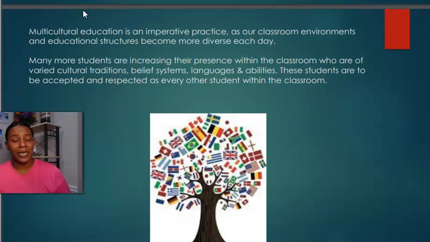and abilities. These students are to be accepted and respected as every other student within the classroom. So there is no excuse. All of our students will be treated equally, regardless of where they come from, what they know, what their language speaking ability is, what their physical ability is, or what their race, culture, or traditions entail.